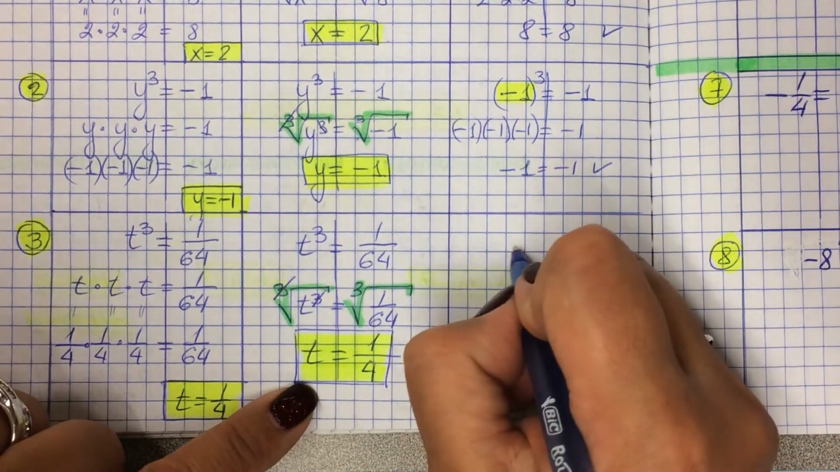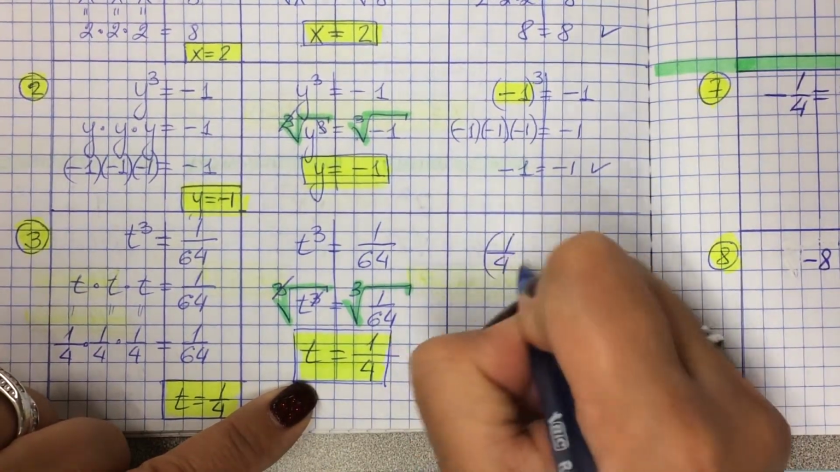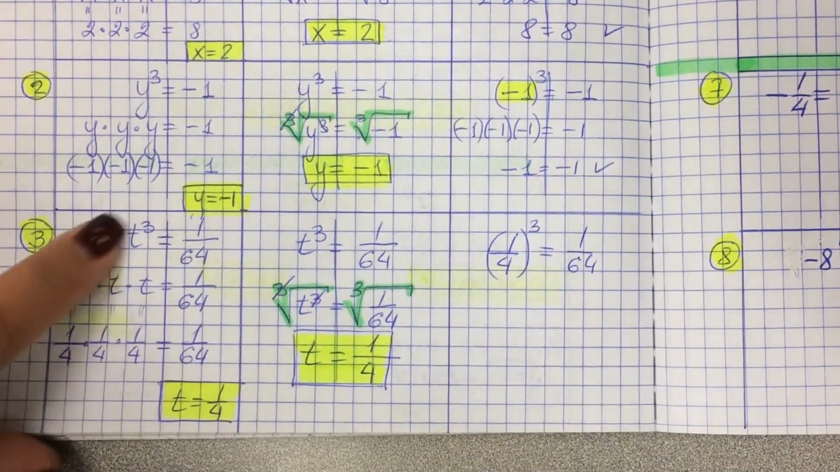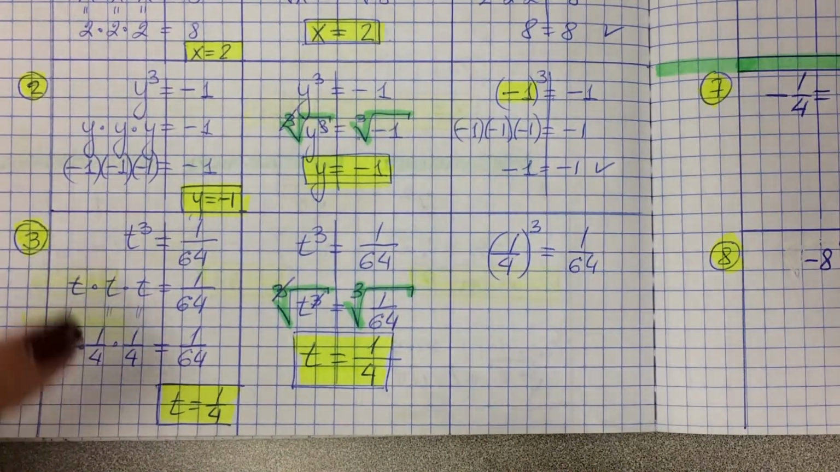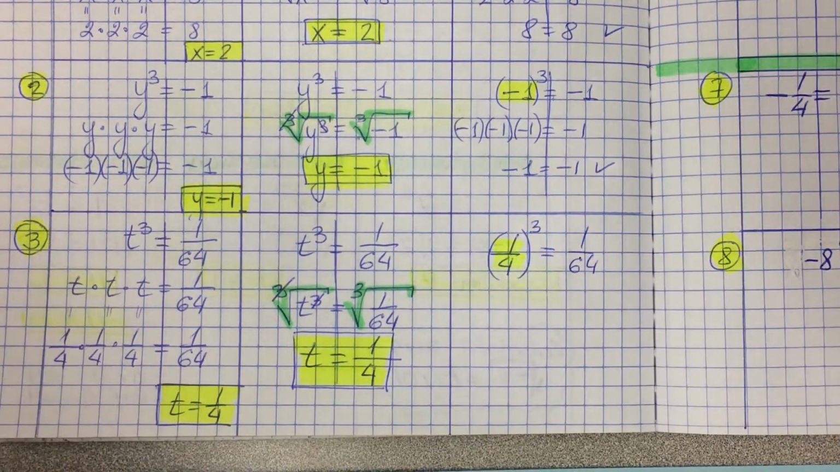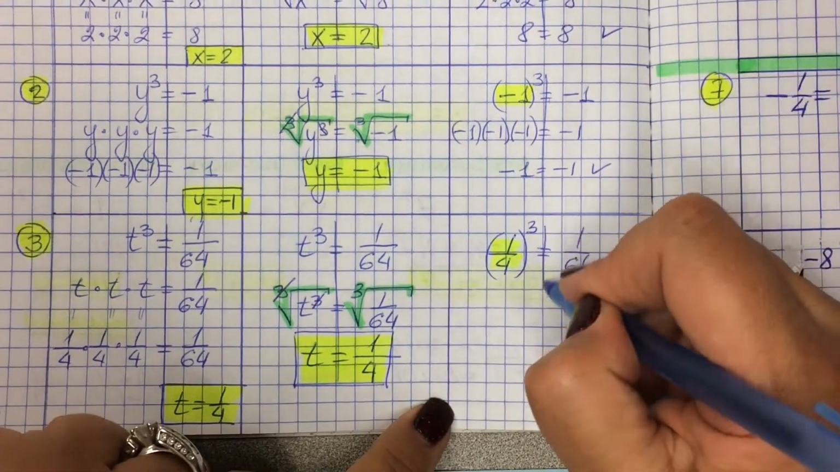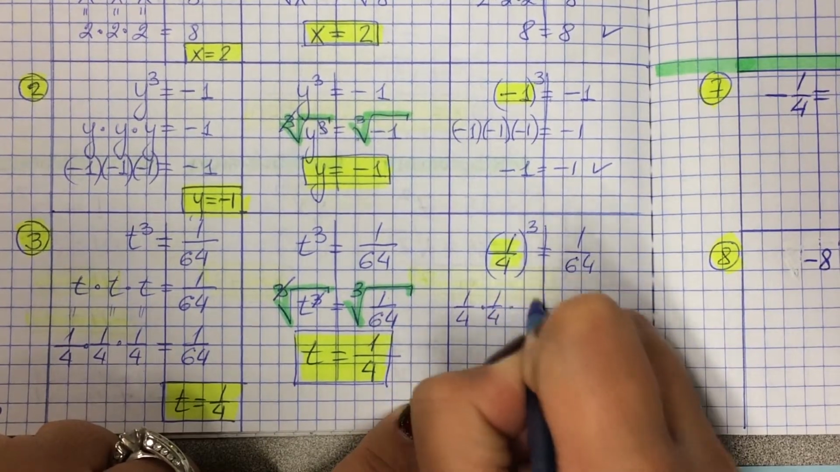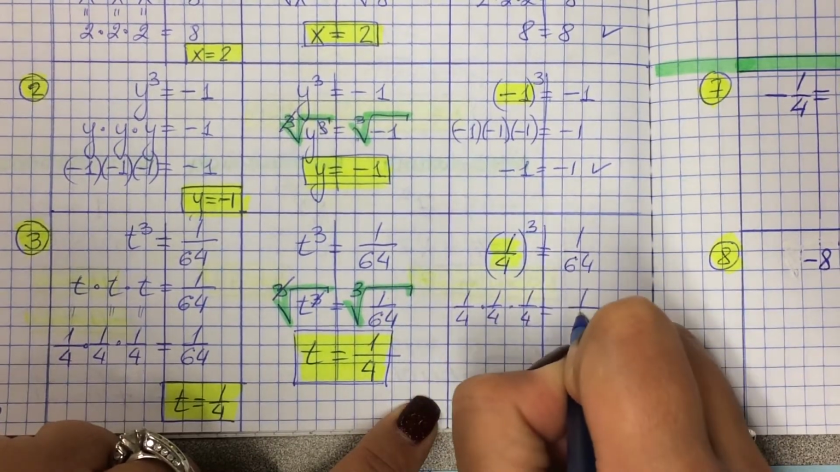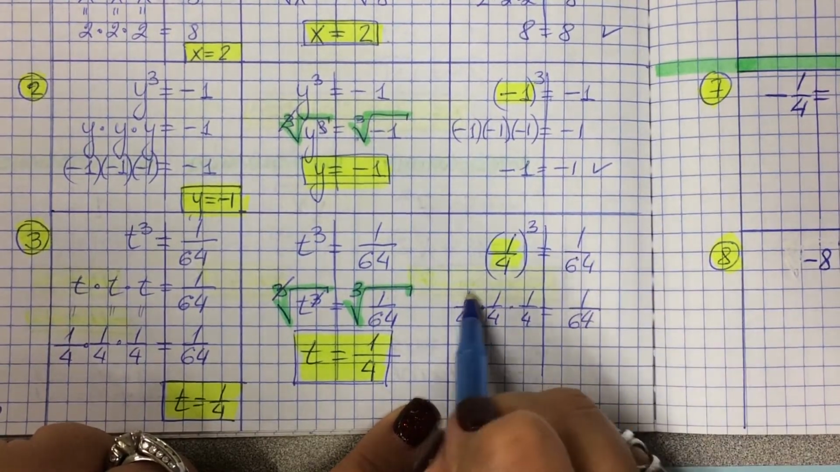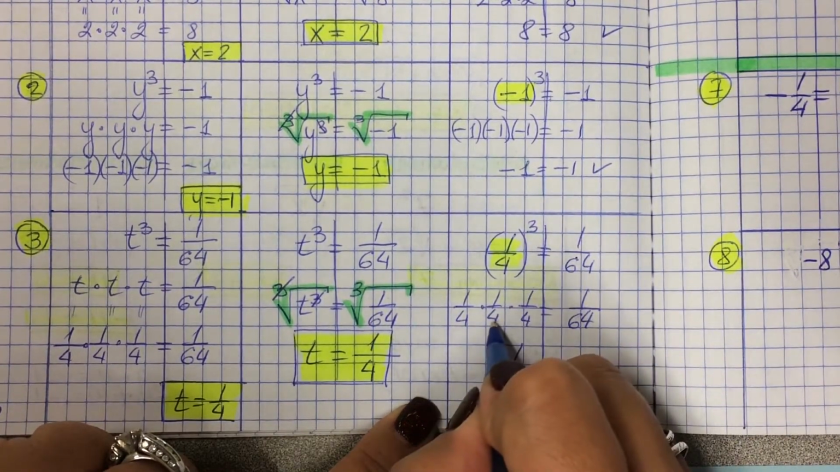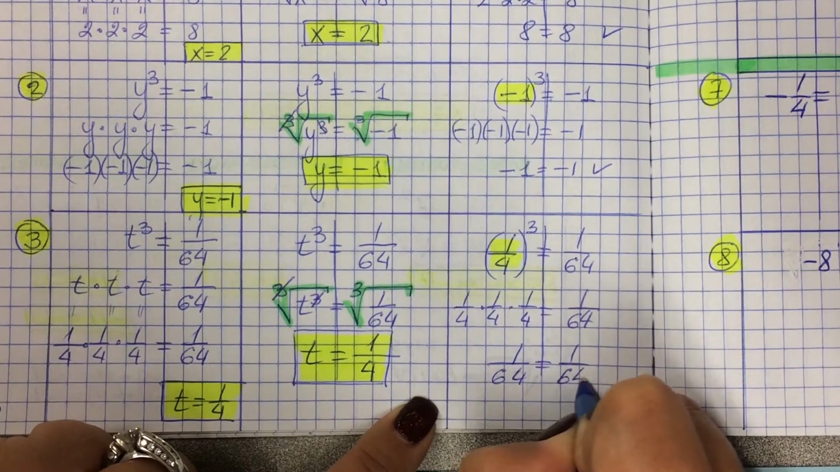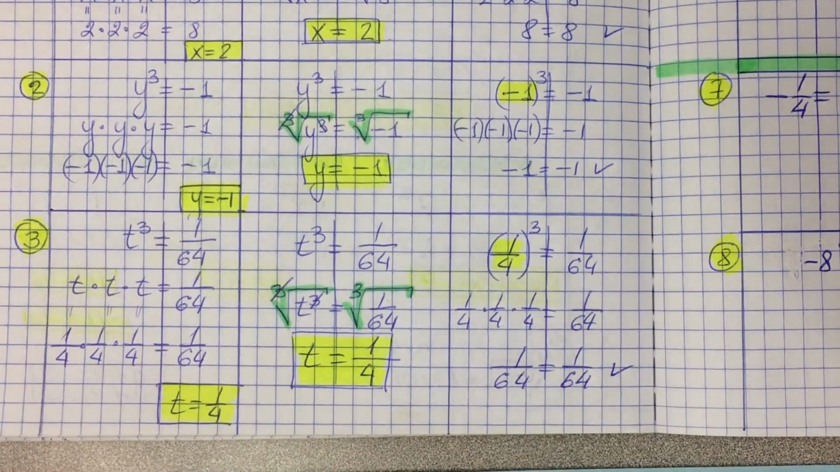To check, in the original equation we have 1/4 to the third power should equal 1 over 64. So in the original equation, instead of the variable t, I substitute the value of t, which is 1/4, and then multiply it by itself 3 times. So 1/4 times 1/4 times 1/4 should equal 1 over 64. 1 times 1 times 1 is 1. 4 times 4 is 16. 16 times 4 is 64, which is the same value on the right side, which makes the equation true.